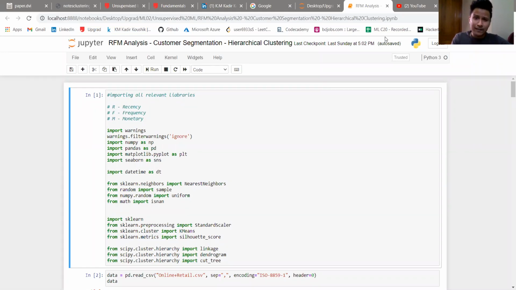Today I'm going to cover a really important topic on unsupervised machine learning technique, which is hierarchical clustering. So today we're going to do customer segmentation on RFM analysis. And what is RFM analysis?